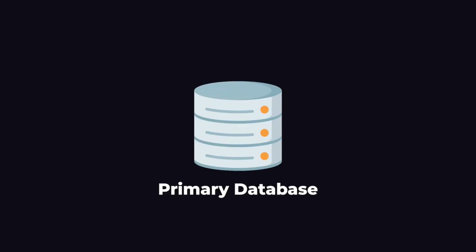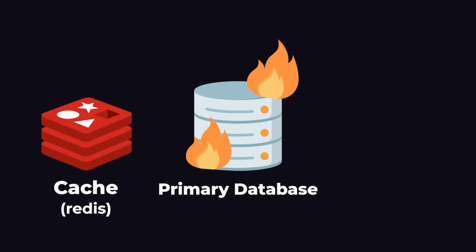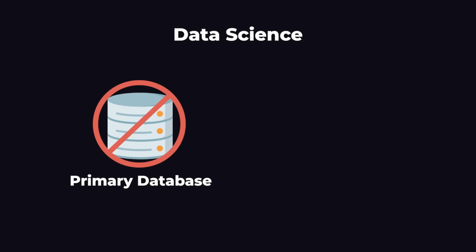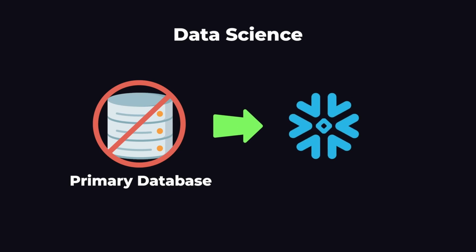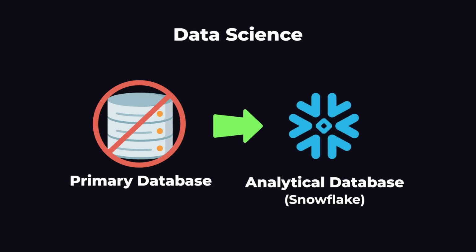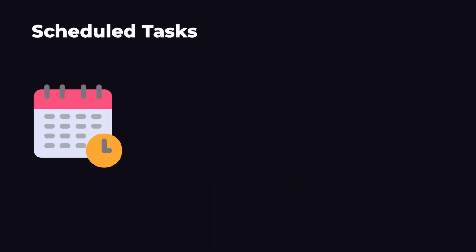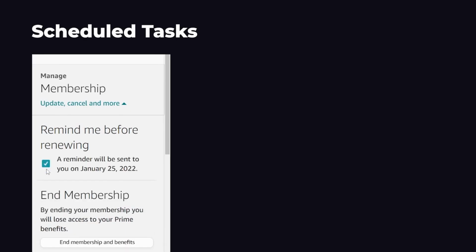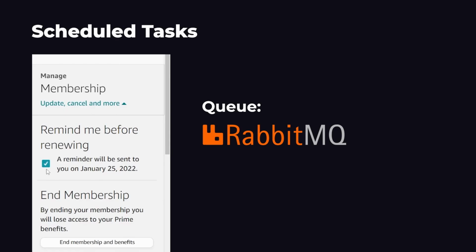If our website is getting a lot of traffic and we need to take some stress off our primary database, we would add a cache like Redis to improve performance. If we want to do data science, we don't want to do the data analysis using our primary database. It's busy running our website. So we would copy all of our data into an analytical database like Snowflake, which is really good for doing data science on the side. If you want to schedule a task for later, for example, Amazon might want to email their users before their Amazon Prime subscription renews, we would use a job queue like RabbitMQ to schedule this task for the future.